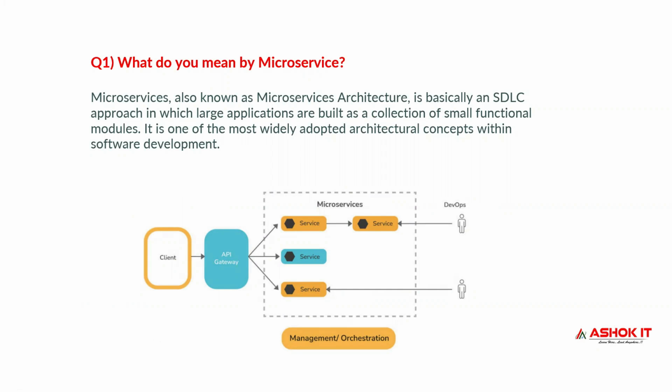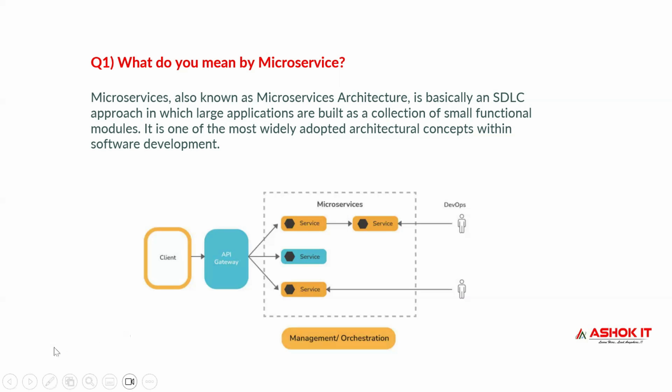Microservice, also known as microservices architecture, is basically an SDLC approach in which large applications are built as a collection of small functional modules. It is one of the most widely adopted architectural concepts within software development. In addition, it helps with easy maintenance. This architecture makes development faster, and it is also a very big asset for the latest methods of software development such as DevOps and Agile. It also helps to deliver large complex applications, which are modeled as a collection of services.